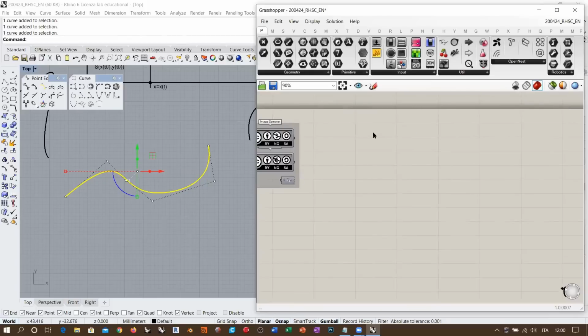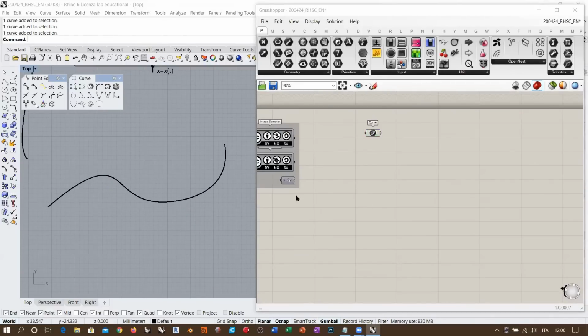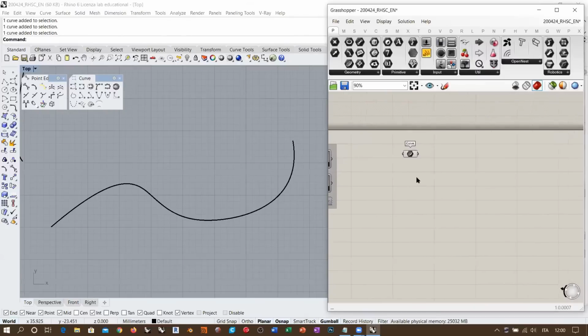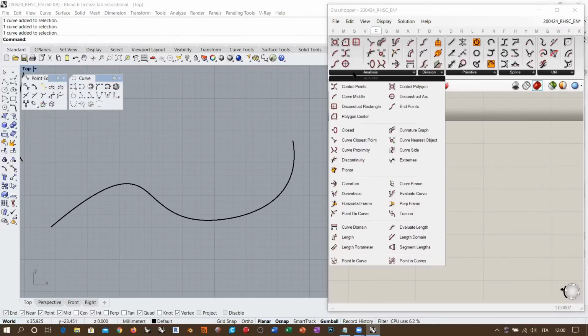Let me place here. Take this line, set one curve. Right, so we have this curve in Grasshopper. And if we go into curves analysis, there is a whole set of things that are here that is meant to calculate or to perform a detailed analysis of this curve.